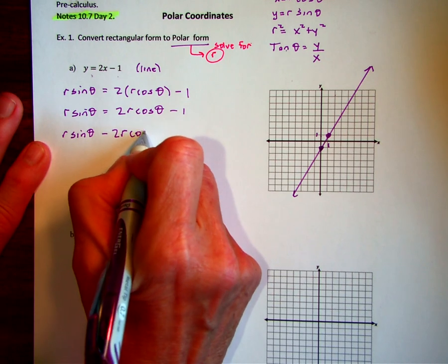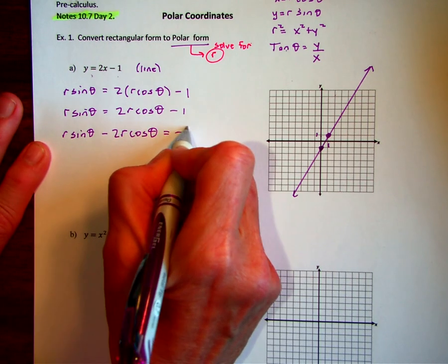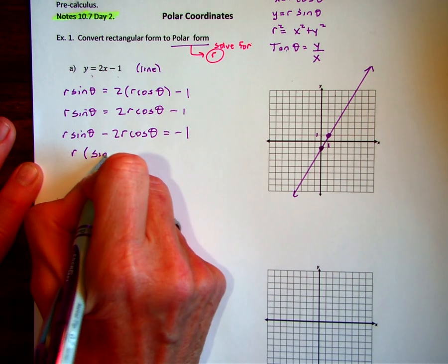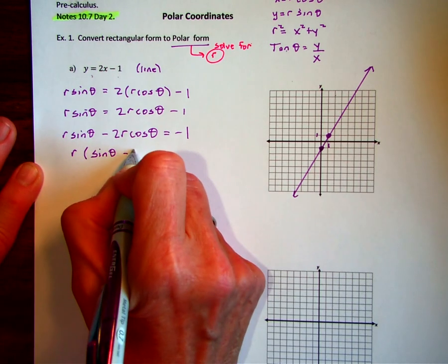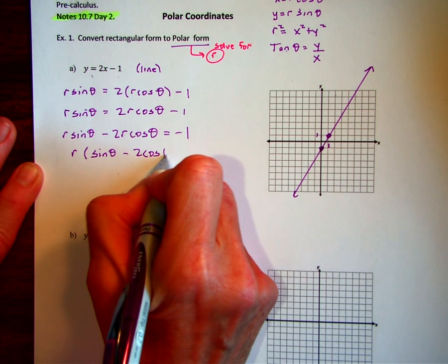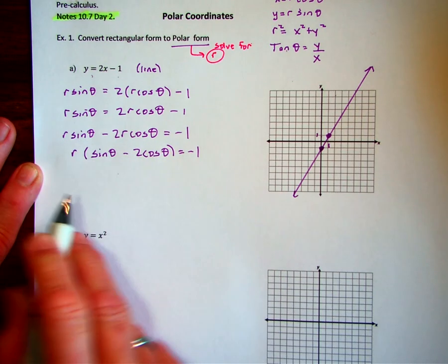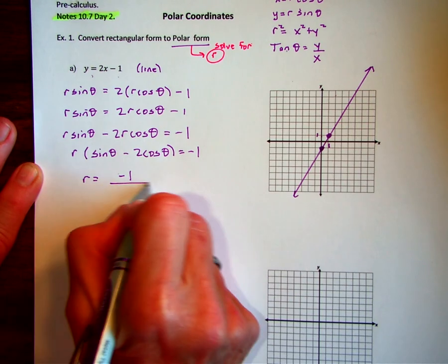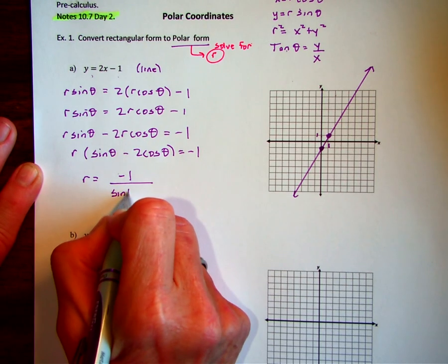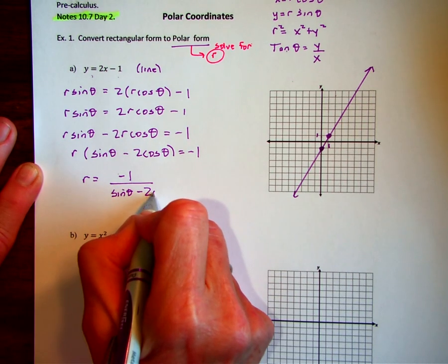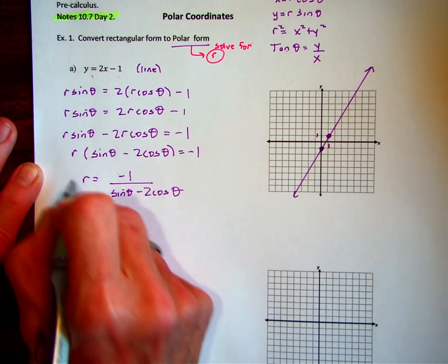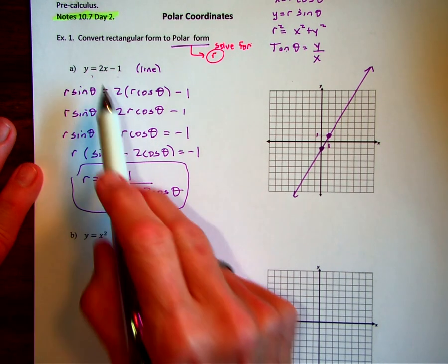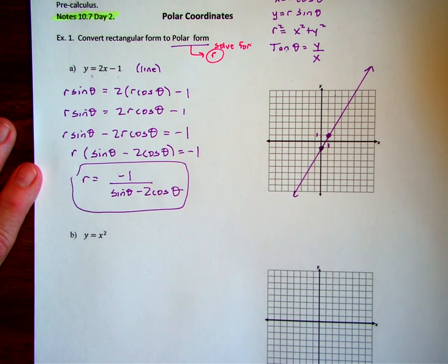So therefore, it would be r sine theta minus 2r cos theta equals -1. I'm going to factor out the r. That would leave me the sine of theta minus 2 cosine of theta. And then last but not least, we will divide by that entire quantity. So r is -1 over sine theta minus 2 cos theta. That's the line in polar equation. That's the line in rectangular.